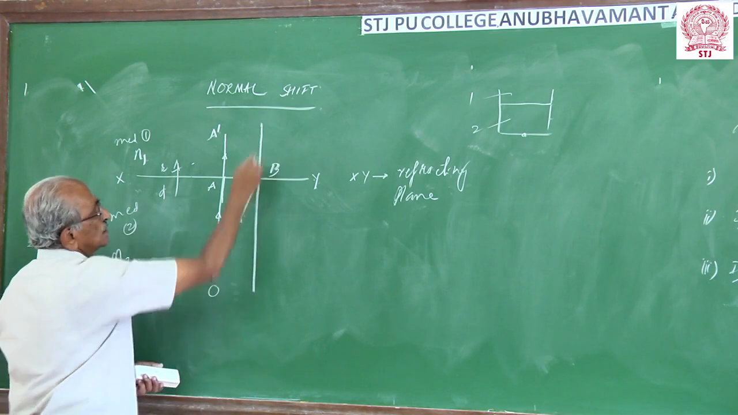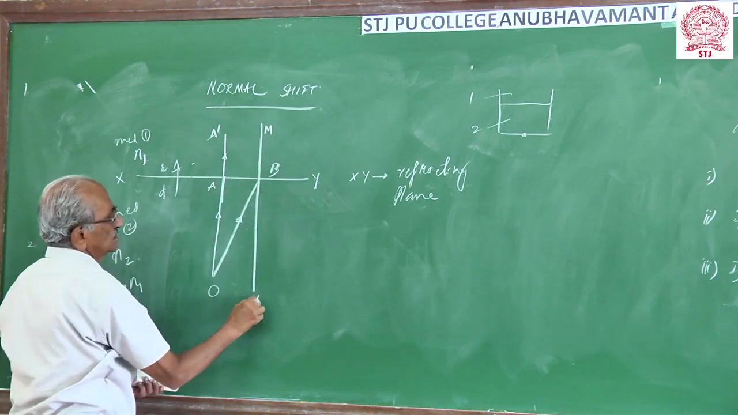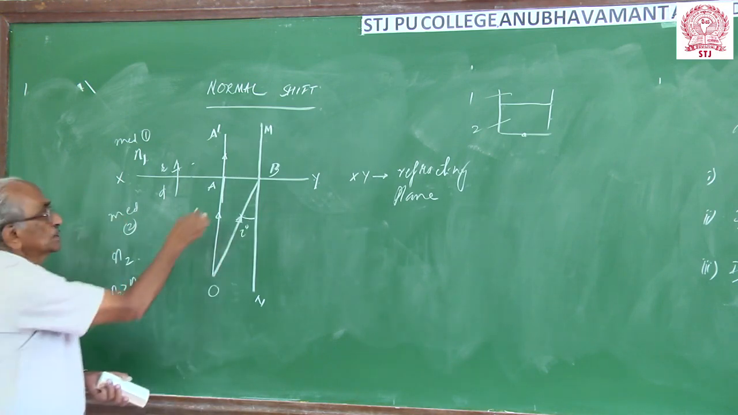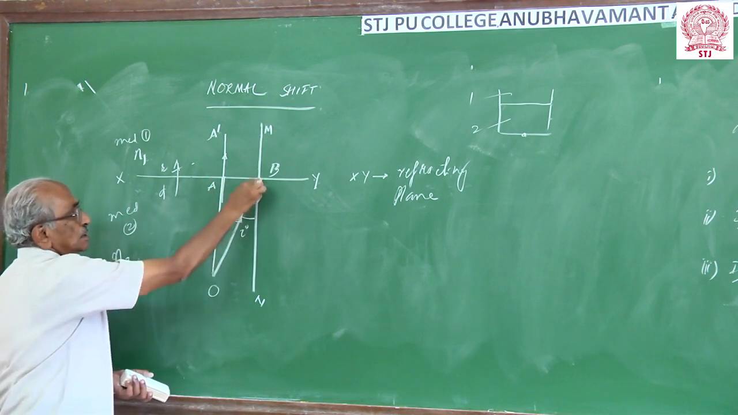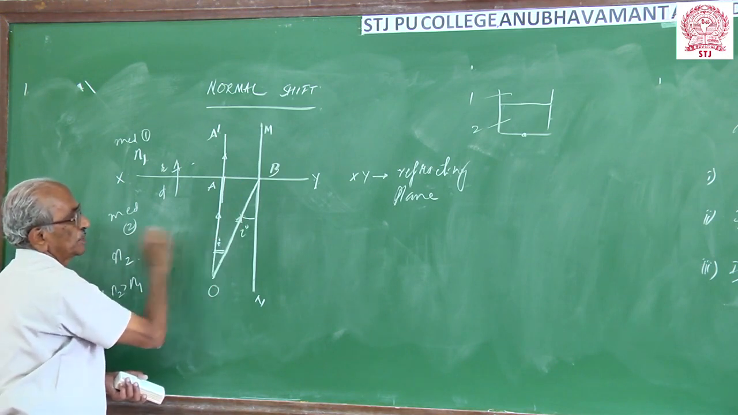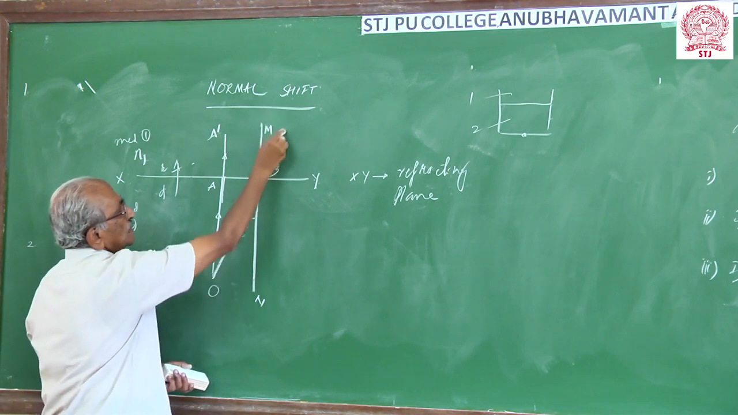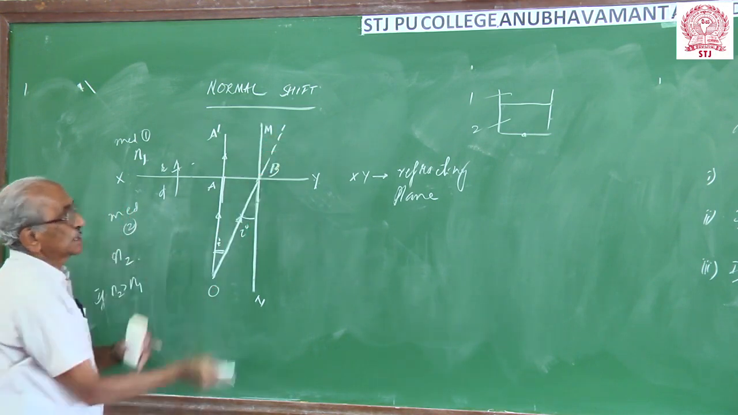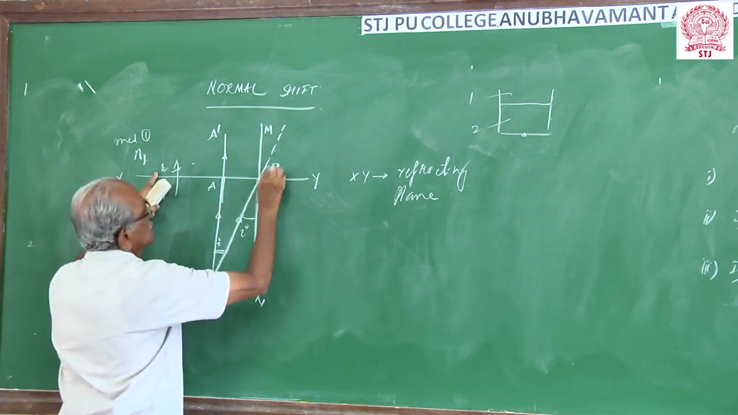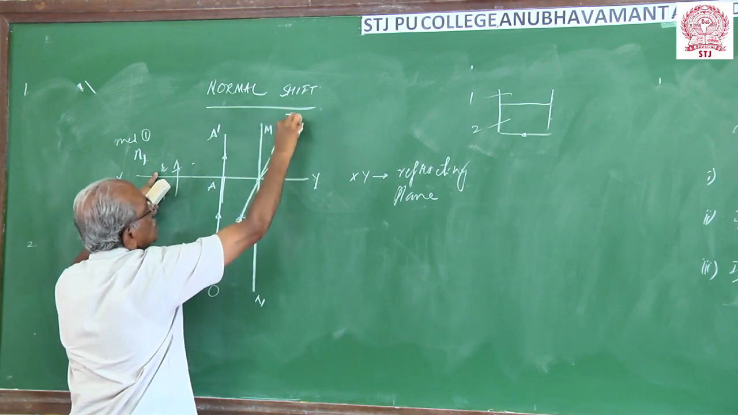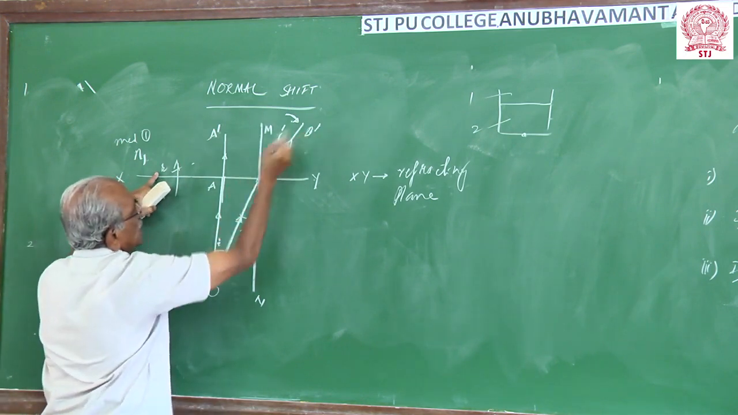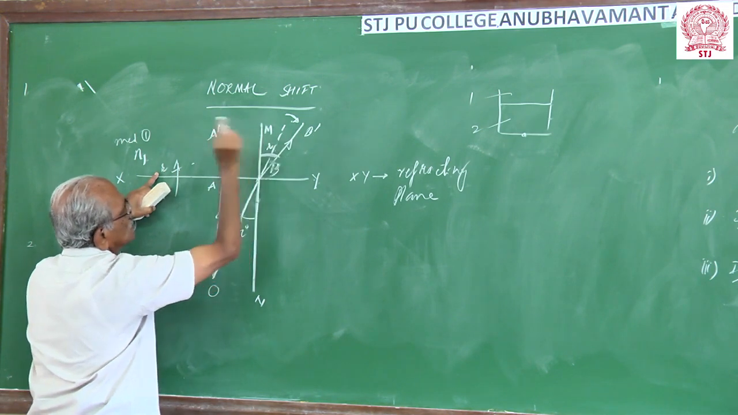Incident at B, making an angle equal to I. See, observe, before I proceed, this is perpendicular, this is also perpendicular, this is a transversal, therefore this angle becomes I. Now light doesn't go in this direction, it deviates, that is refraction, it refracts. Because it is going from denser to rarer medium, it deviates away from the normal, and travels along the direction BB dash, making an angle of refraction R.